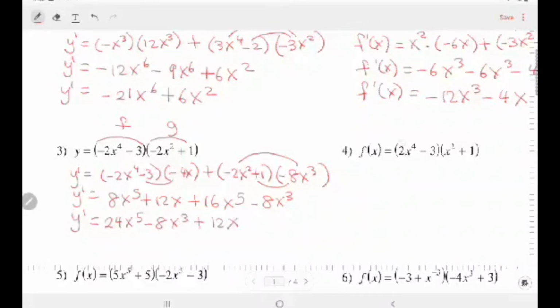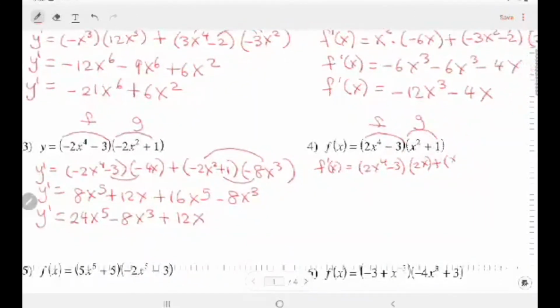Last, number 4, that's your f and that's your g. So f prime of x equals, function f is 2x to the fourth minus 3 times the derivative of g is 2x, plus function g is x squared plus 1 times derivative of f is 8x cubed.